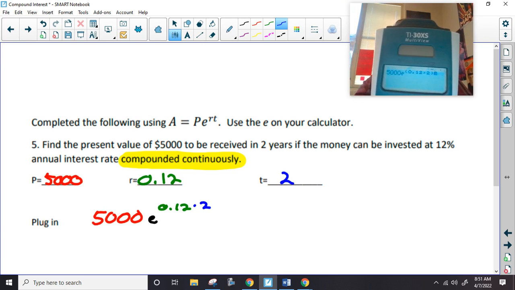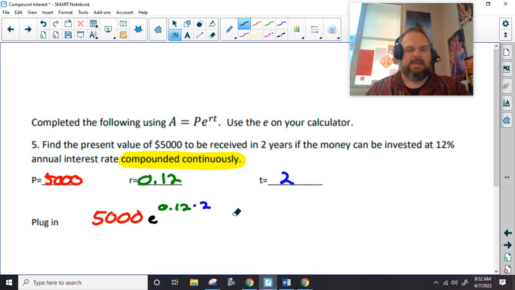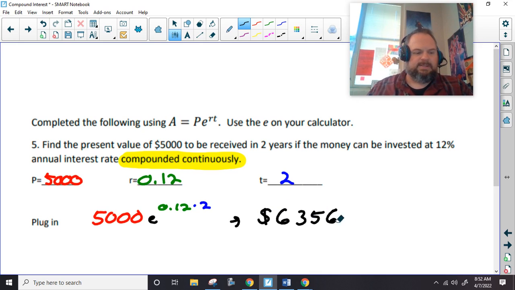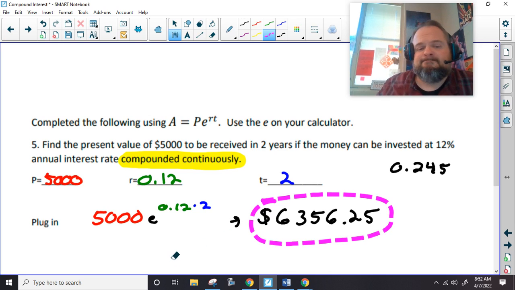Where's the camera? All right. So again, a lot of plug and chug. This actually ends up giving us $6,356. Now, our cents goes like this: 2, 4, 5. If we're rounding near cents, this would be 25. Now, after 2 years, we get over $1,300 back. Not bad. Okay.